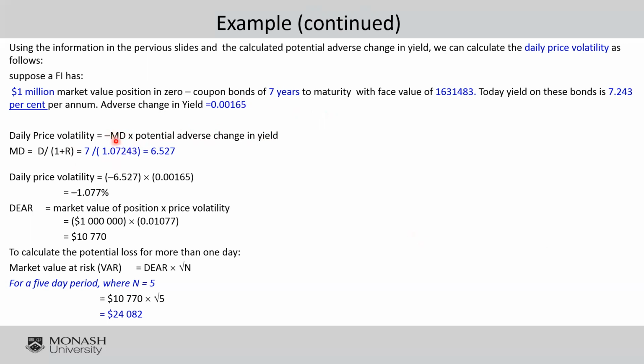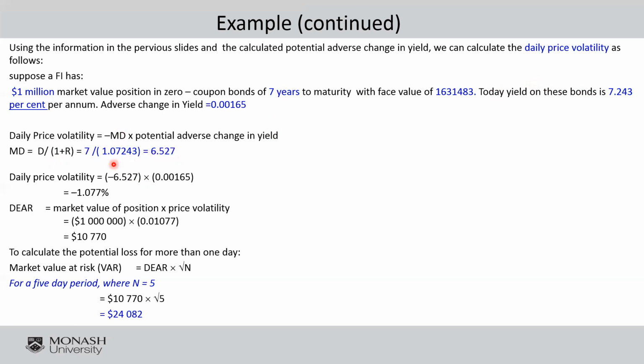How can I calculate the modified duration? Modified duration is the duration over 1 plus R. I have the duration, which is 7 years, and I have R, which is 2.43%. So in this case, I get it to be 6.527. This is the modified duration. Now, if I have the modified duration, I can calculate the daily price volatility.